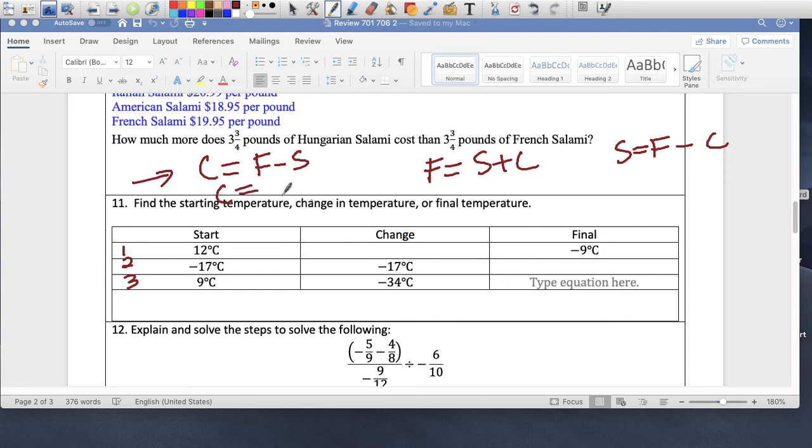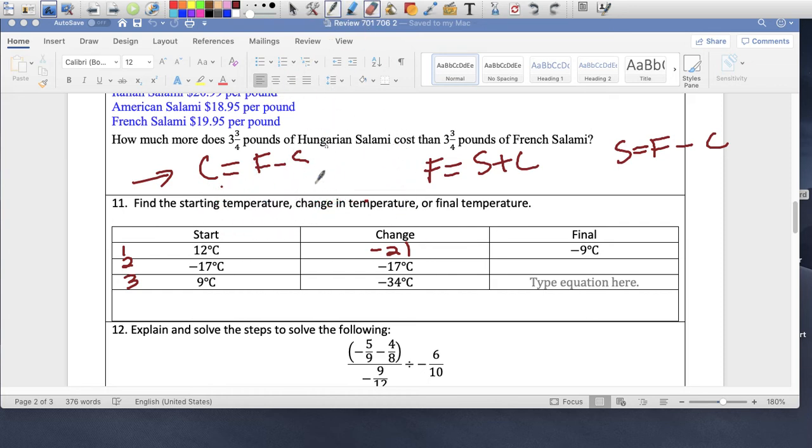Change is the final, which is -9, minus the start, which is 12. So -9 minus 12 becomes -9 plus -12. That's going to give us -21. So that makes sense. It was a 12, sort of warm. It went down by 21, and then it ended up at -9. That makes sense.